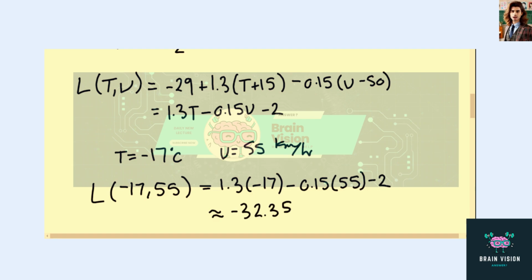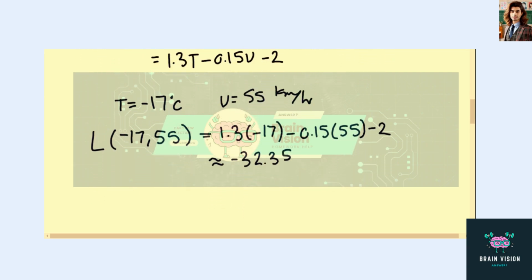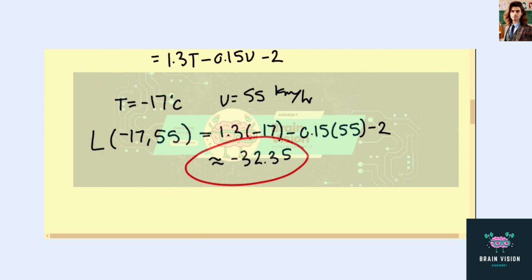Depending on where you round things, you might find that you and everyone you know are getting slightly different answers here, but you should expect a negative 30 something as your solution.